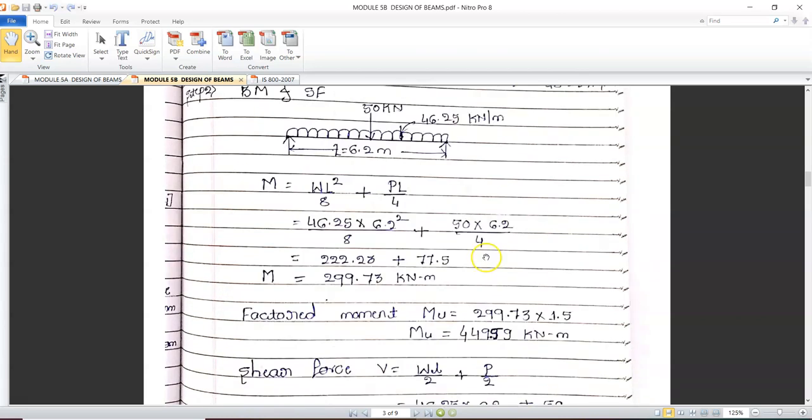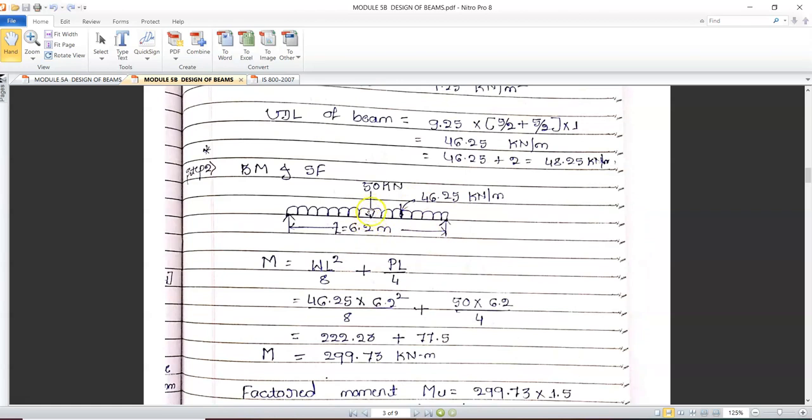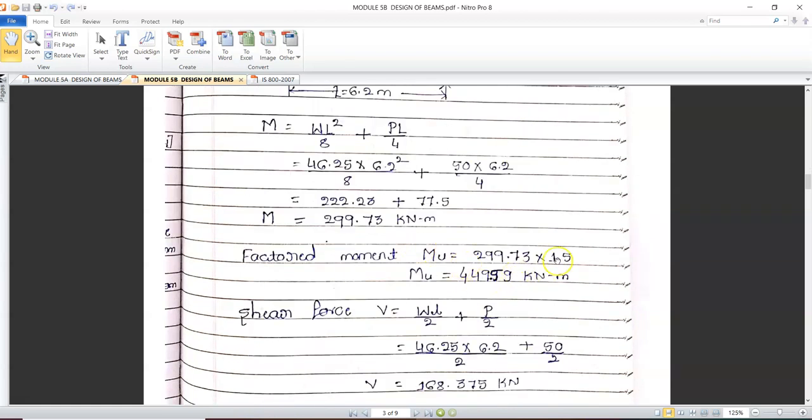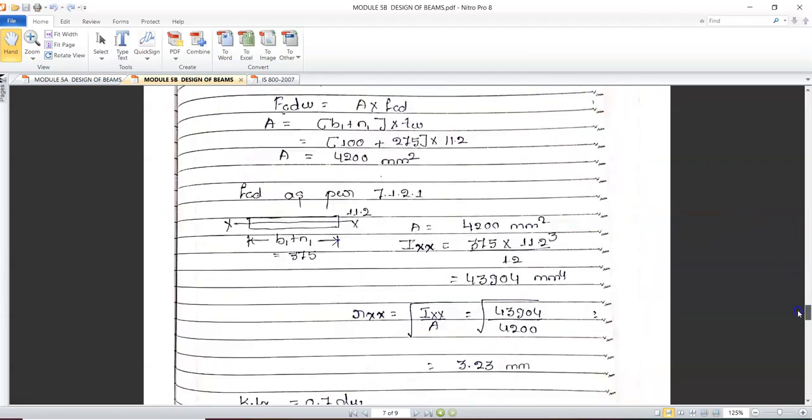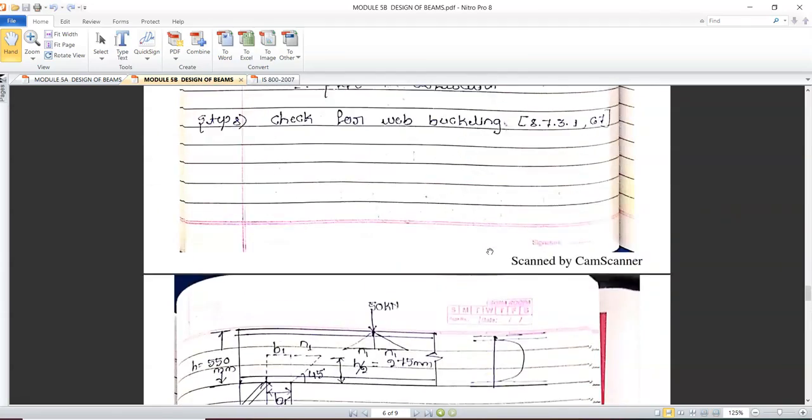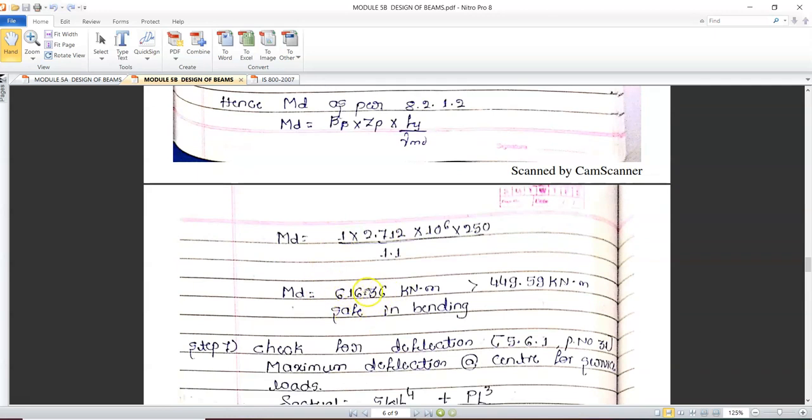The maximum bending moment at the center of the section is 450 kilonewton meter, but the capacity of the section we have adopted is capable of resisting a bending moment of 616. Therefore, it is safe in bending.